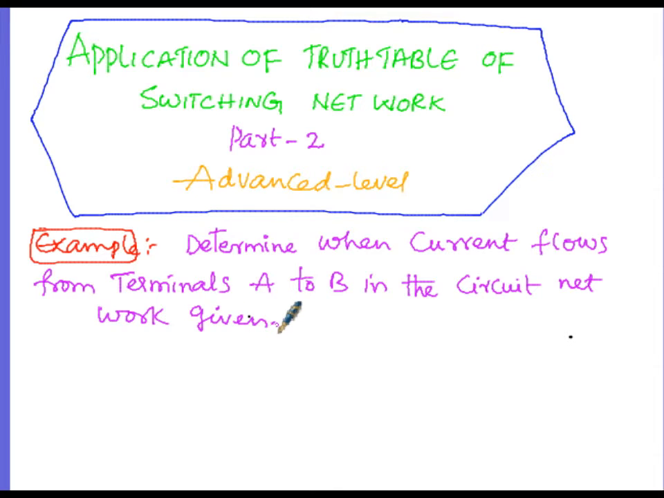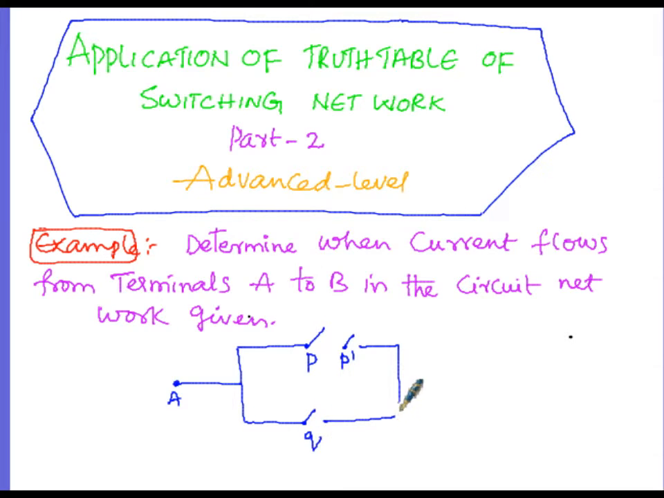So here the network which is given to us is, so this is the terminal A, and here there are two switches, one is P and the other switch is P dash. Then in parallel there is another switch which is nothing but Q, then it is connected to the terminal, that is B. As per the circuit network which is given, the current flows from terminal A to B through the series of the switches, that is P as well as P dash, and in parallel there is another switch, that is Q.